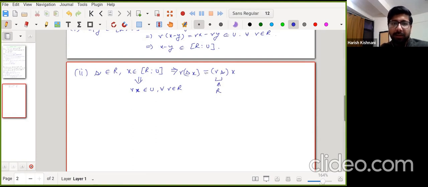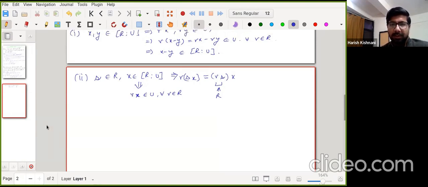So you have that for all r in R, rx is there inside U. So just replace r by this rs. Using this, you can say that rsx is also there inside U for all s in R. And thus it gives you that sx is also there in Ru. And thus you get that it's also an ideal of the ring R.